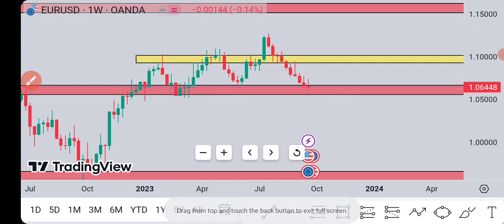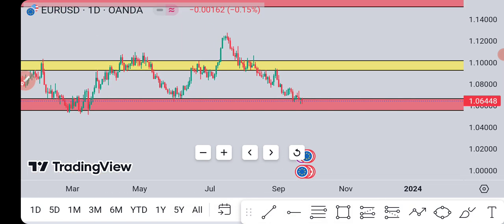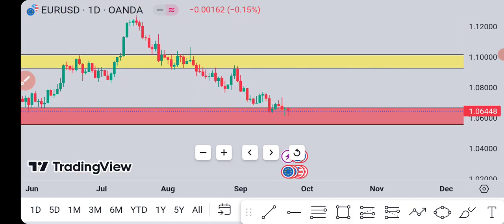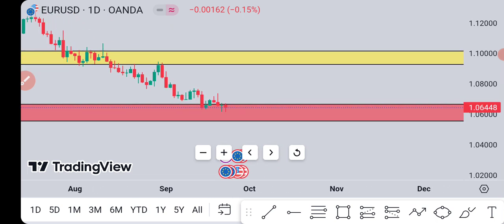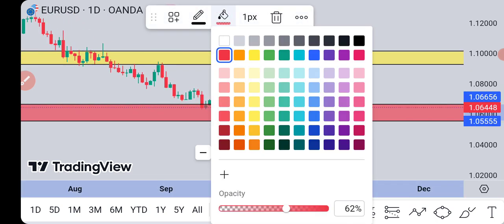Now going to my daily time frame. So this is my daily time frame. So on the daily time frame, let me just reduce this.